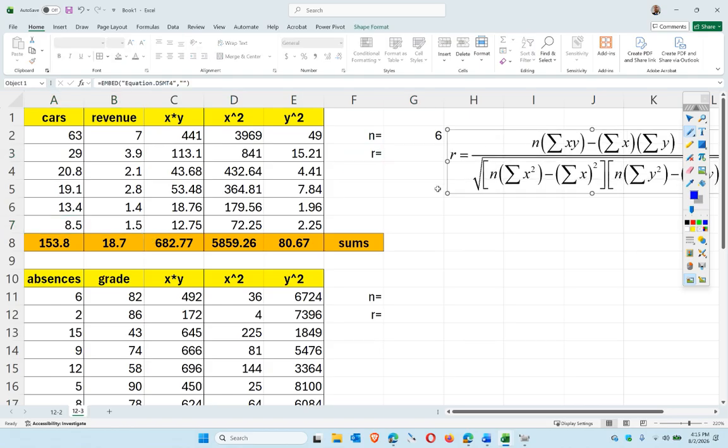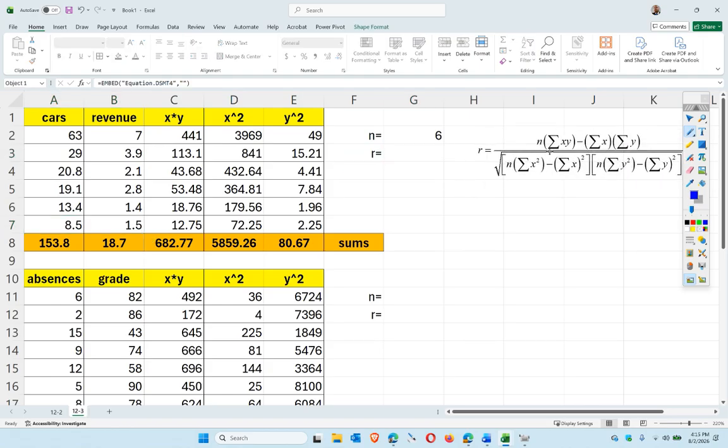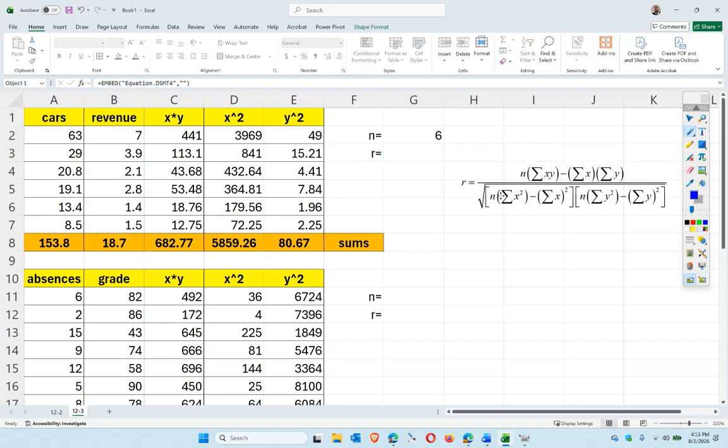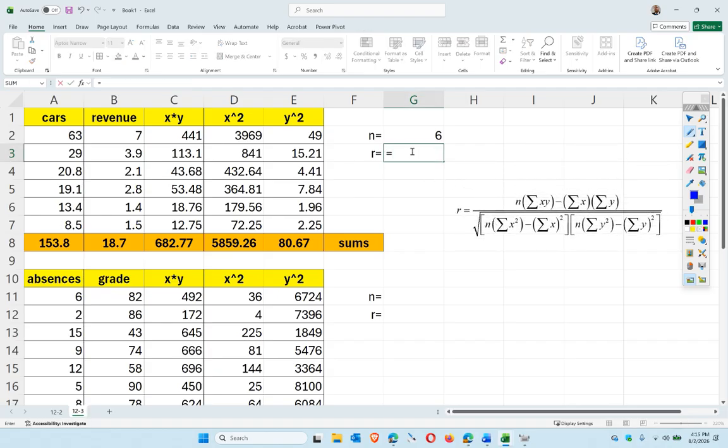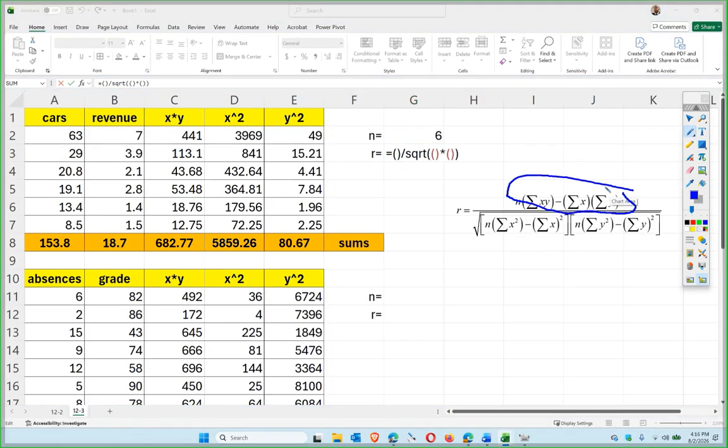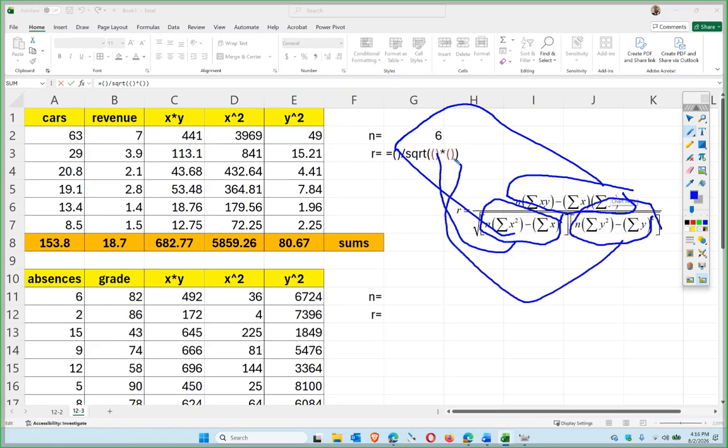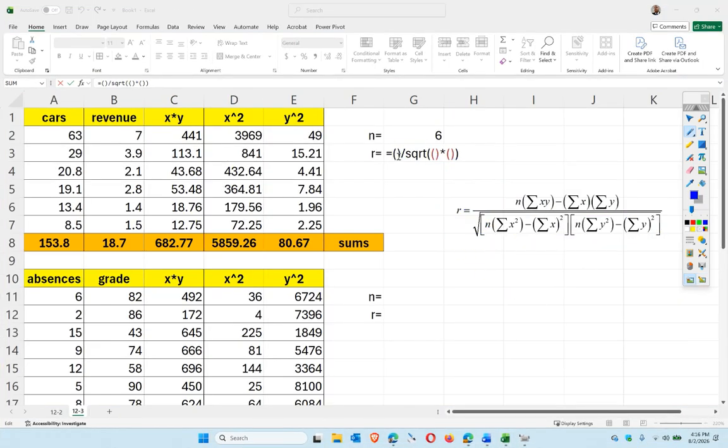Okay, so here's the trick to do this effectively in the spreadsheet. What you want to do is do an equals, parentheses for the numerator, divided by the square root, parentheses for the denominator, and then inside the square root you want to put parentheses times parentheses. Because I have a numerator, an x part, and a y part. So don't try to do it left to right. Try to do it in groups.